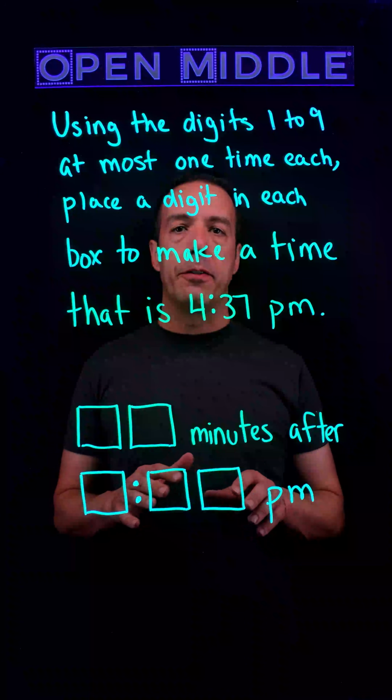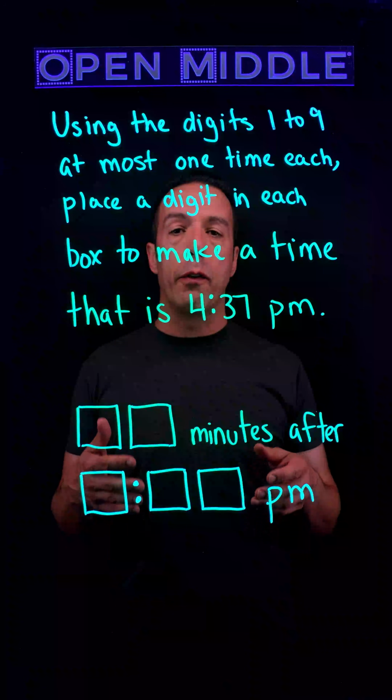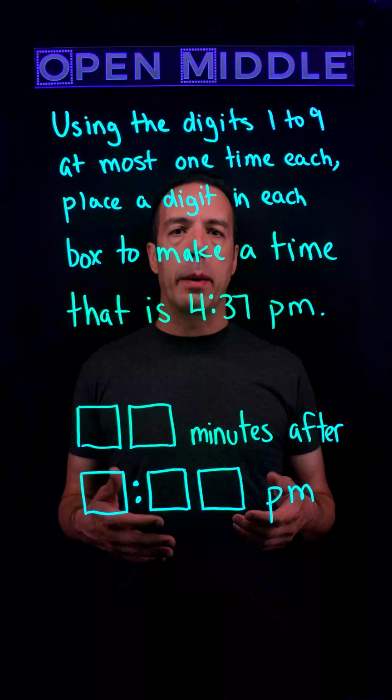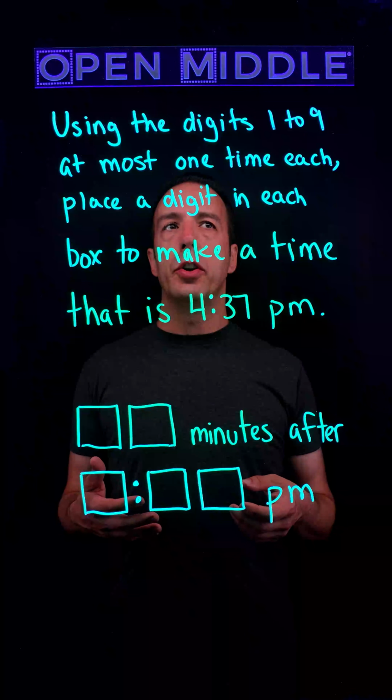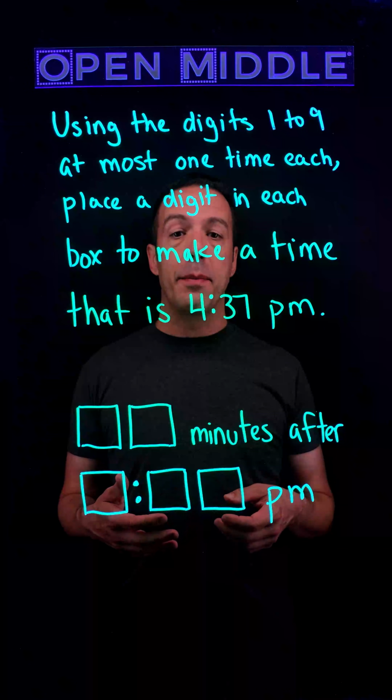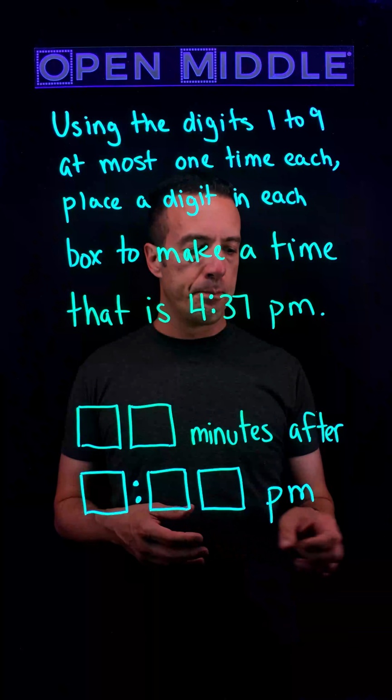So we're going to try something a little bit different today. Instead of talking about how to solve the problem, we're going to talk about the teacher moves that I'm making, things I'm thinking about when I'm using this problem. It says, using the digits 1 to 9 at most one time each, place a digit in each box to make a time that is 4:37 p.m.